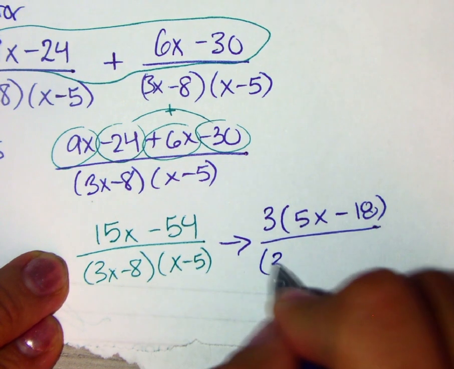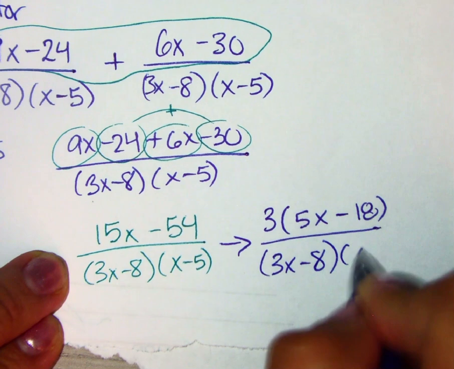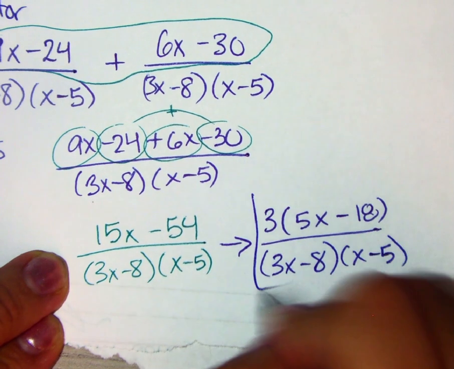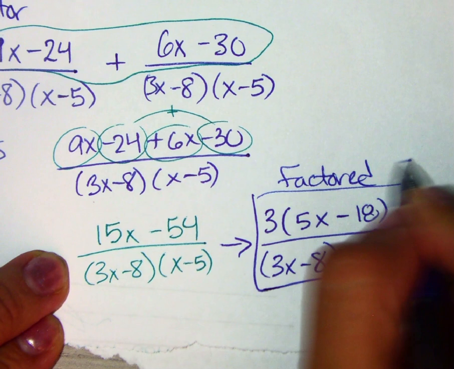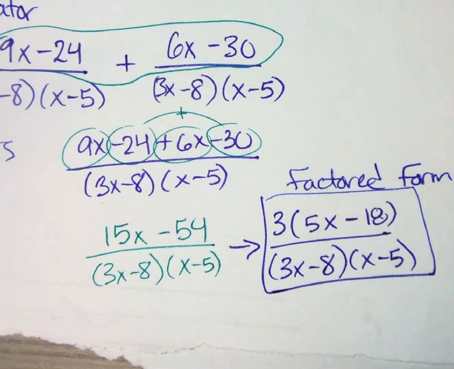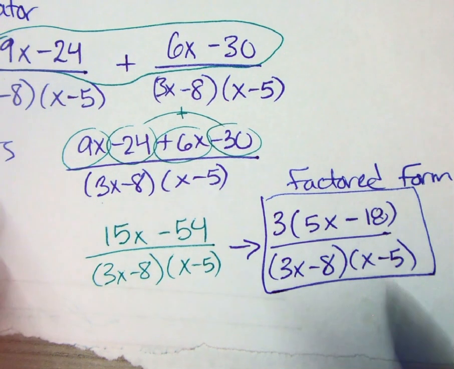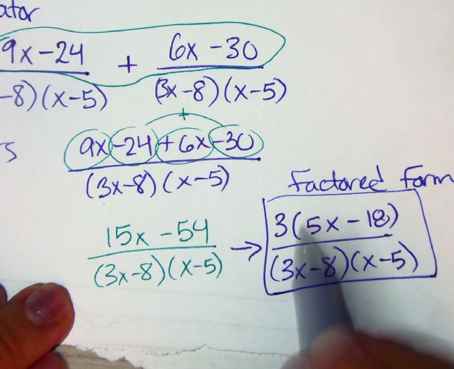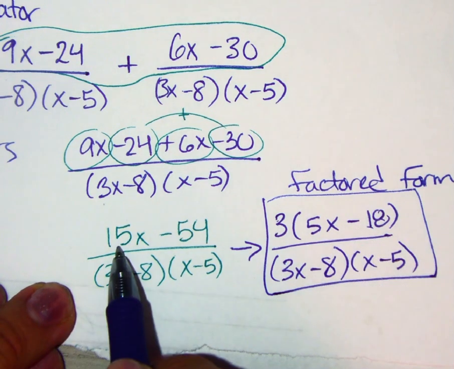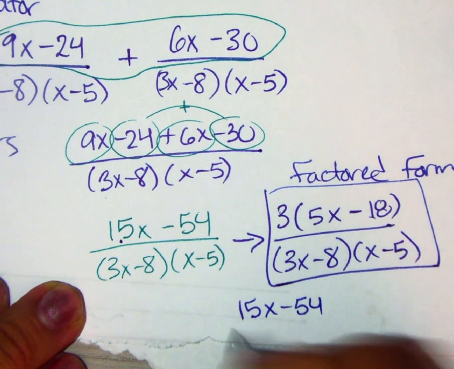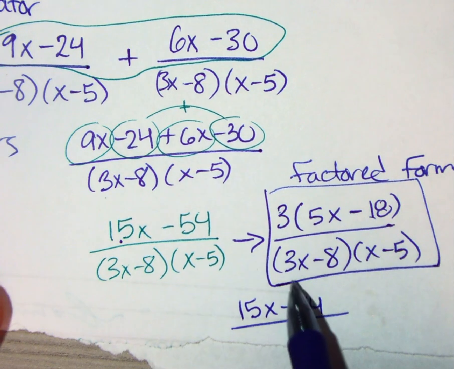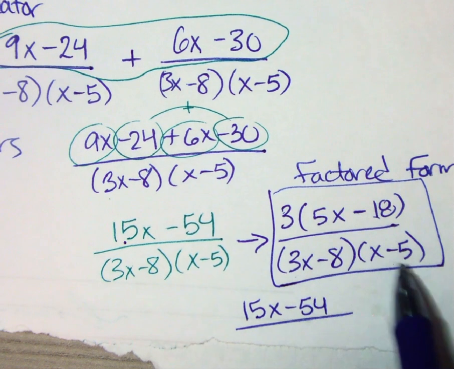And then you have 3x minus 8 and x minus 5. So this would be the factored answer, factored form. And then to get the standard form, you just multiply everything back together. So this numerator will come back to this as an answer. So 15x minus 54. And then the denominator is binomial times binomial.